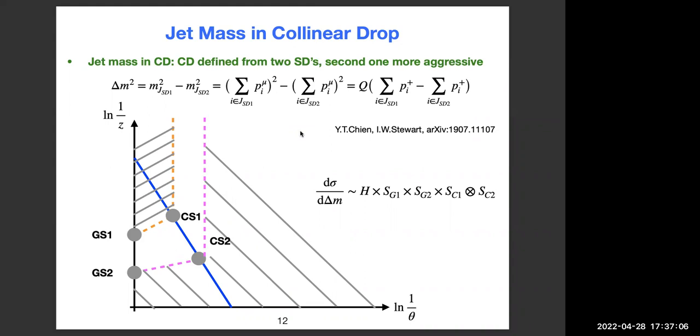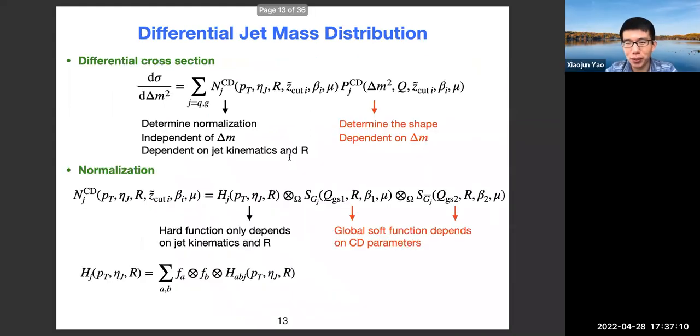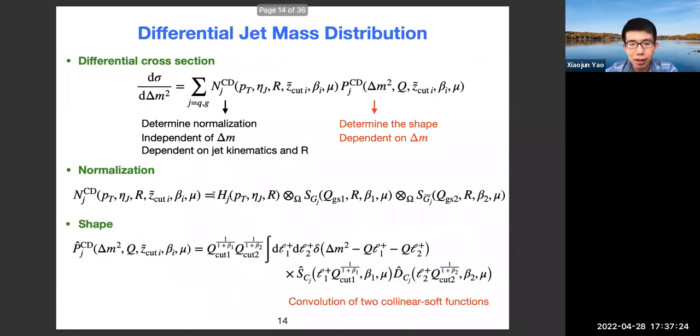Thank you for the question. I hope it gives an intuitive picture for collinear drop. And now we'll come back to look at some formulas again. I just described this normalization, which contains the hard function and the global soft functions. And then we look at this mass dependent part. This mass dependent part controls the distribution of the jet mass measurement, and depends on the z cuts, the betas, and also the measurement.